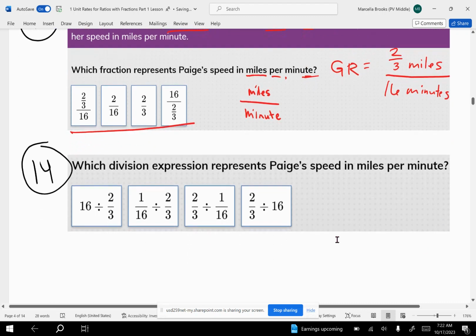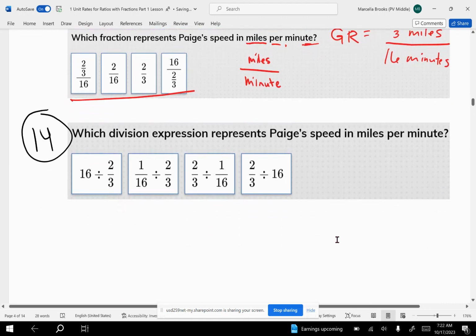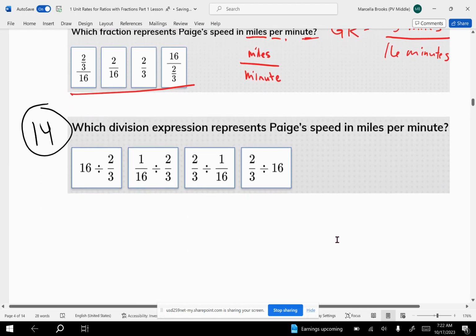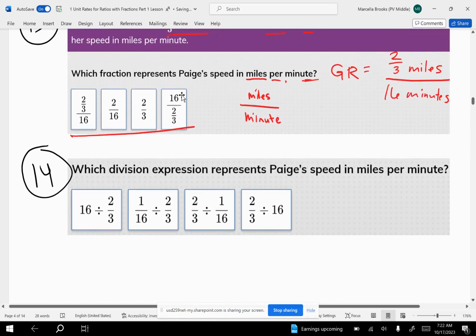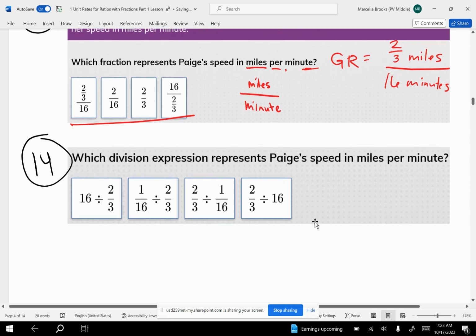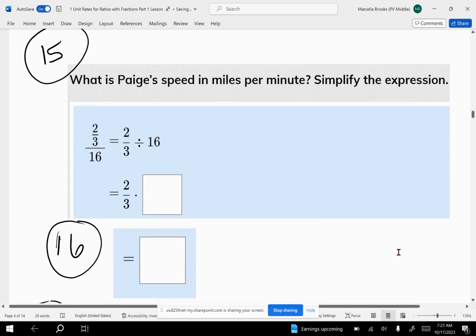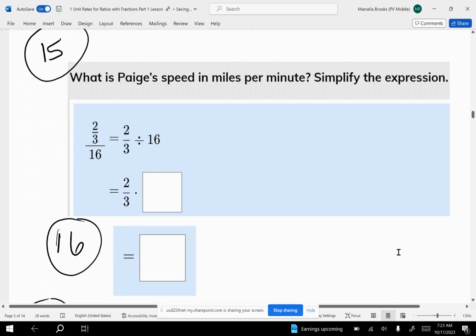And then you're going to rewrite it on number 14. Which division expression represents Paige's speed in miles per minute? So they want you to recognize it as a fraction and then recognize it as a division expression. And then you got to calculate. So what is Paige's speed in miles per minute?